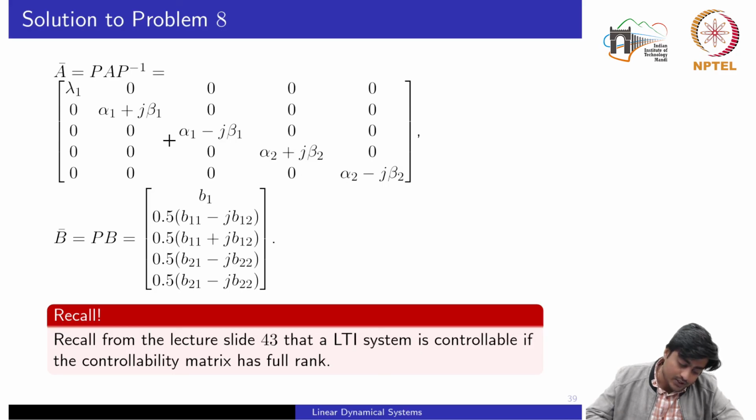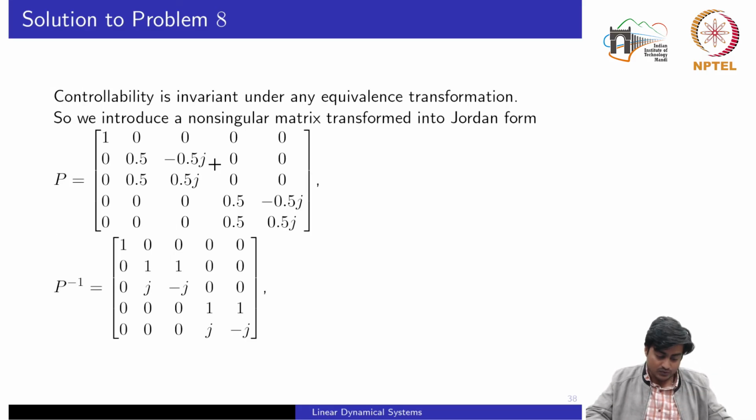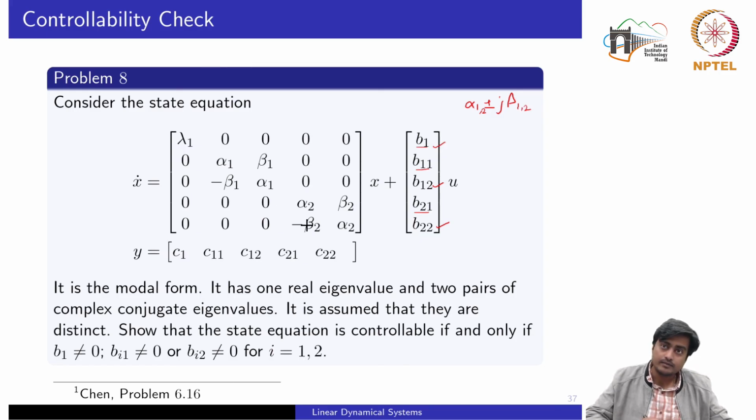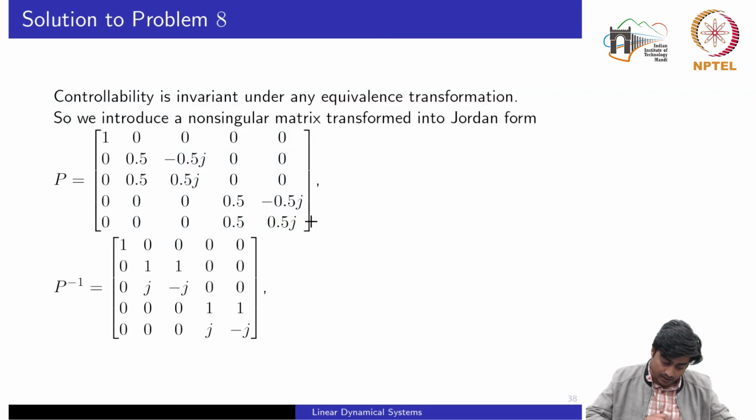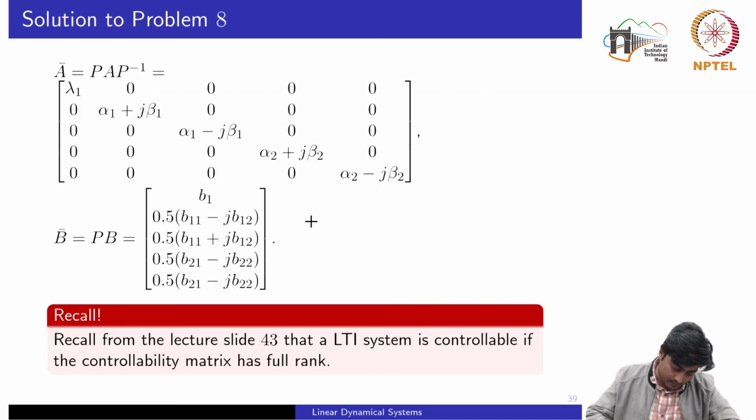But if I do not want to express my A matrix as a complex matrix, I can transform it into a real matrix by using that modal form, which was already given in the question. So the A matrix does not contain any complex terms. Similarly, applying the transformation on the B matrix, we would obtain B bar.